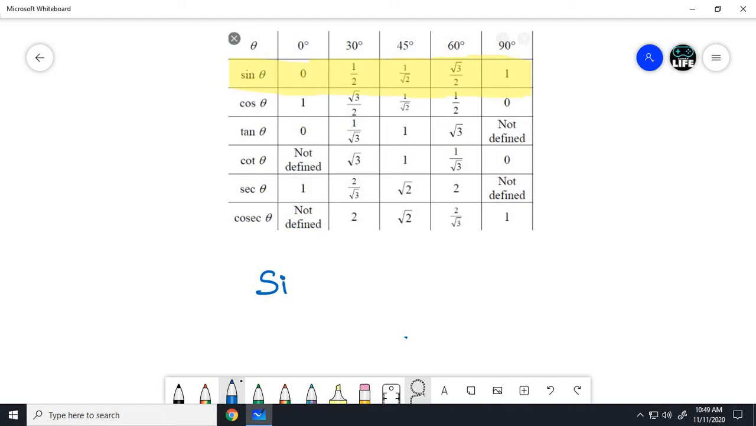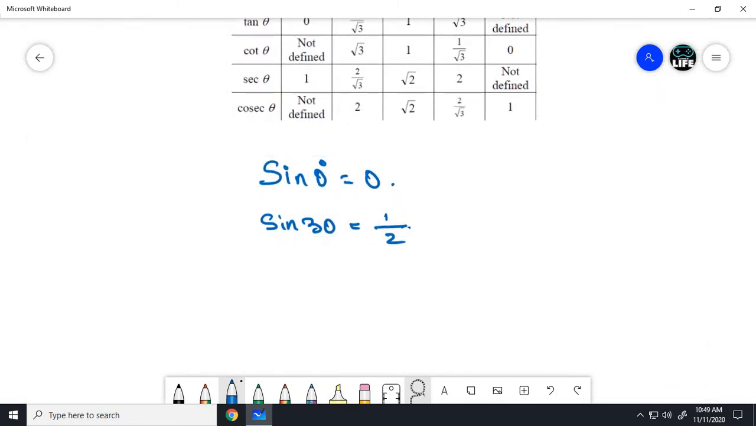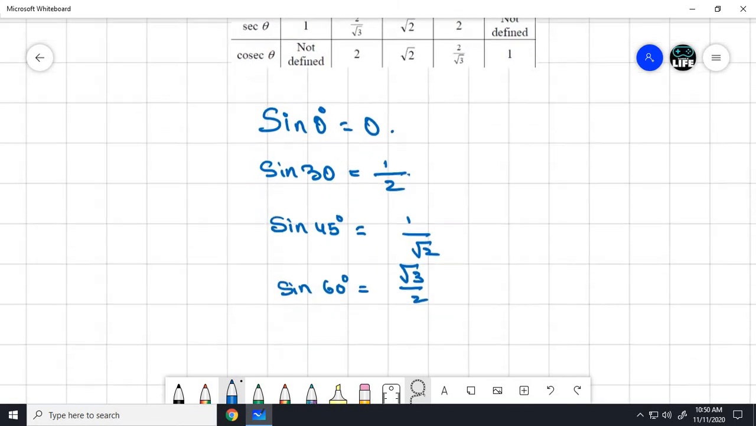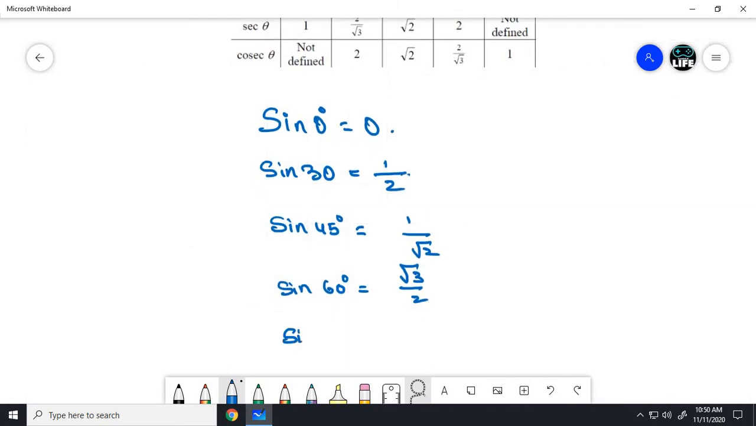So what is sine 0 degrees? It is 0. What is sine 30 degrees? It is 1 by 2. What is sine 45 degrees? It is 1 by root 2. What is sine 60 degrees? It is root 3 by 2. And what is sine 90 degrees? It is 1. So first learn this.